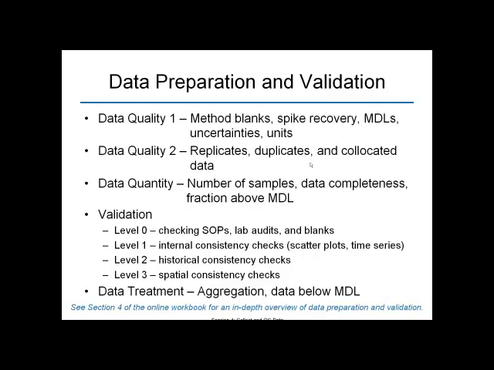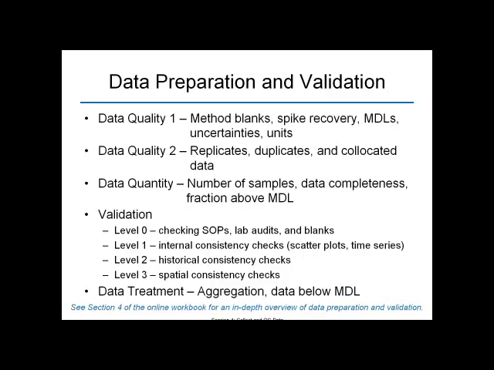Data quality 2, replicates, duplicates, and co-located data. We'll talk about this later on, but basically this is just a way of understanding the precision in your data, both your analytical and your sampling methodology. Data quantity is just ensuring that you've got enough samples to have the physical power to answer the question, and making sure that you're collecting all the data that you expect to be collecting.